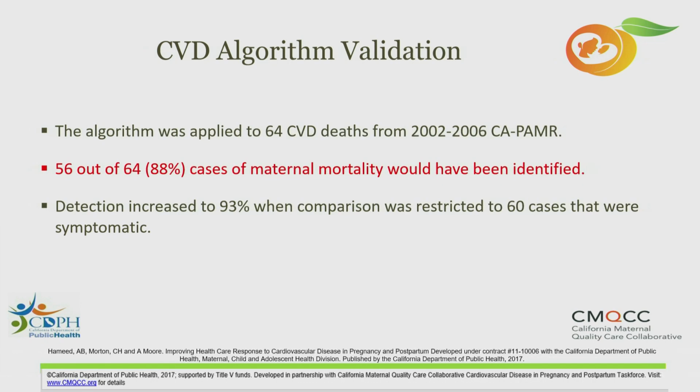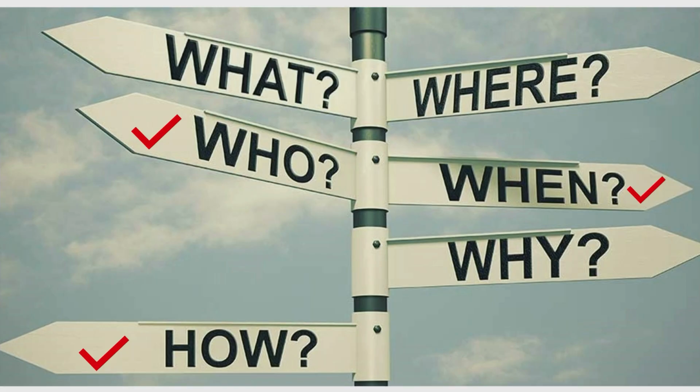So again, just so you know, California did all this with the toolkit, the cardiovascular toolkit, and they applied this algorithm to 64 of the deaths that they had during this time, and 88% of them would have been identified if they had used the screening algorithm. And then the detection actually increased to 90% when they restricted to patients who were symptomatic. So if you just use it on patients that were symptomatic, it's going to catch most of those. But they used it on patients that weren't symptomatic as well and would have identified 88%.